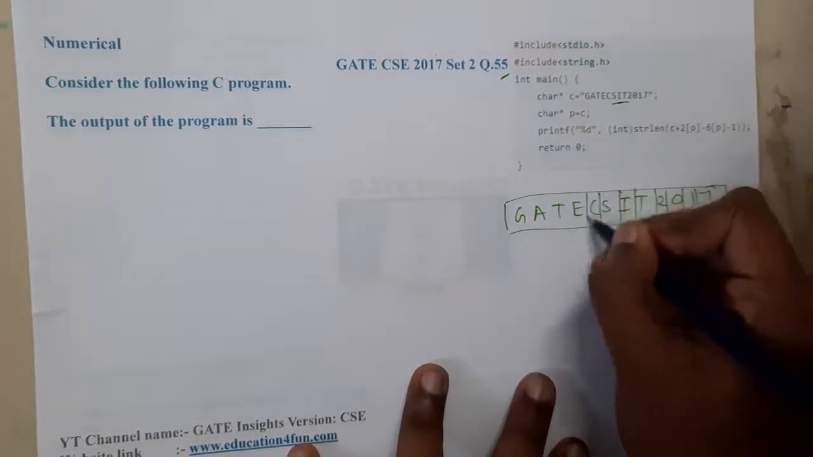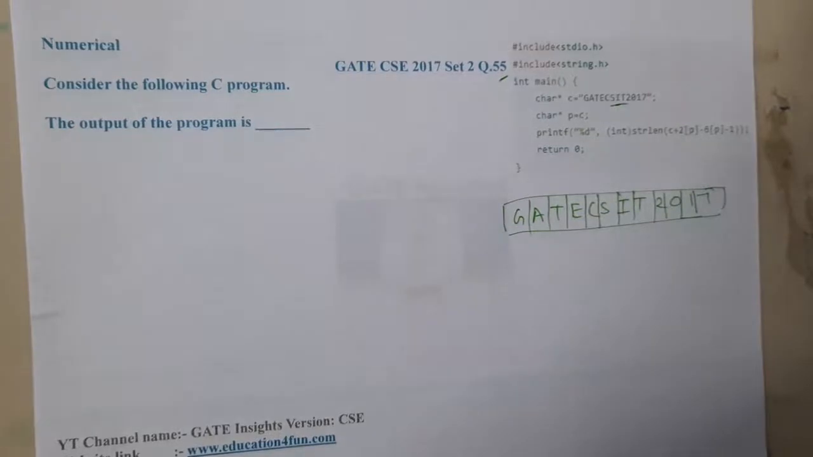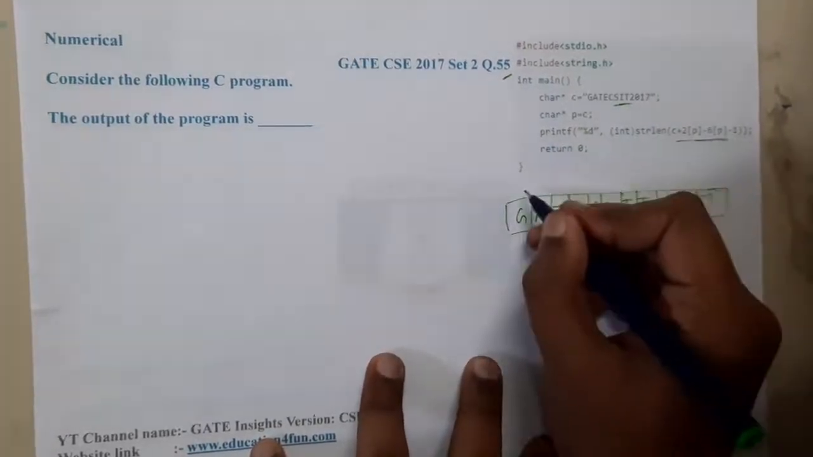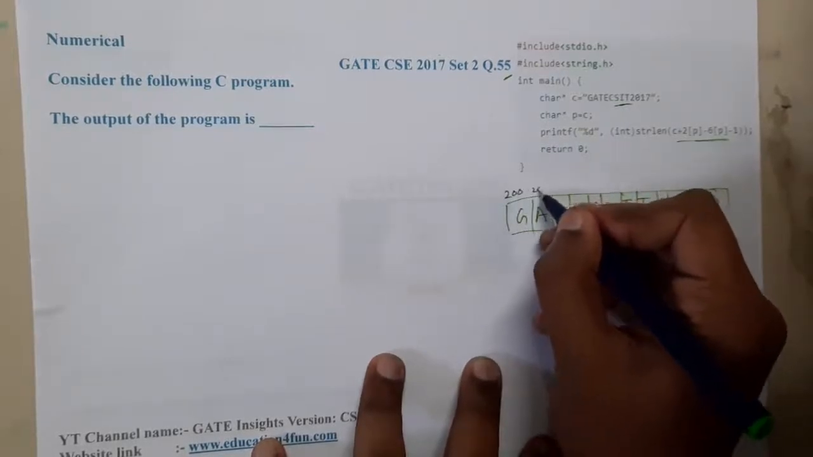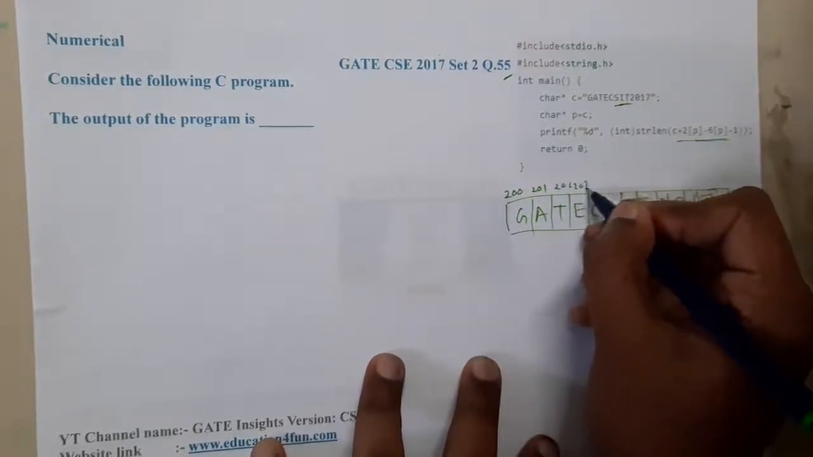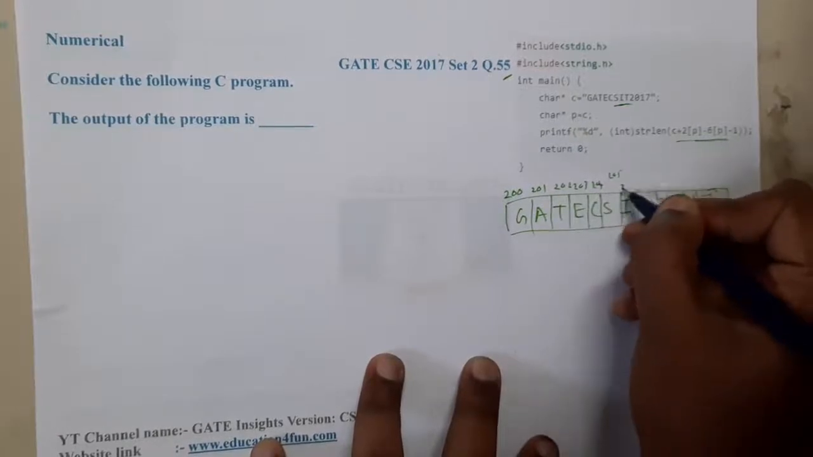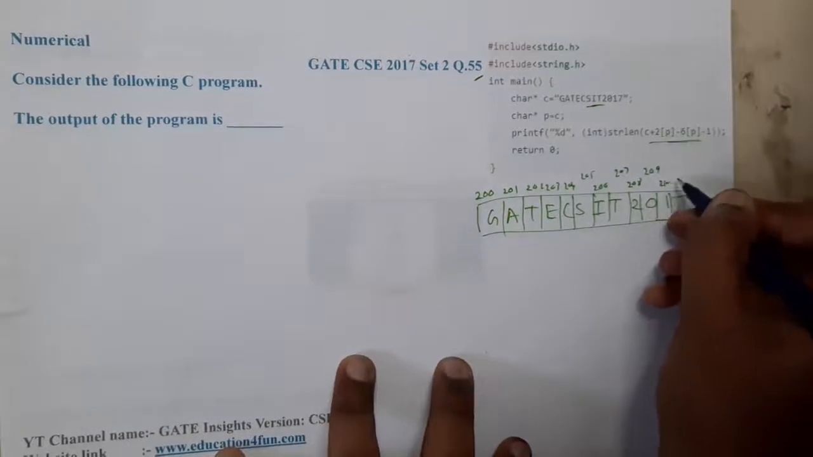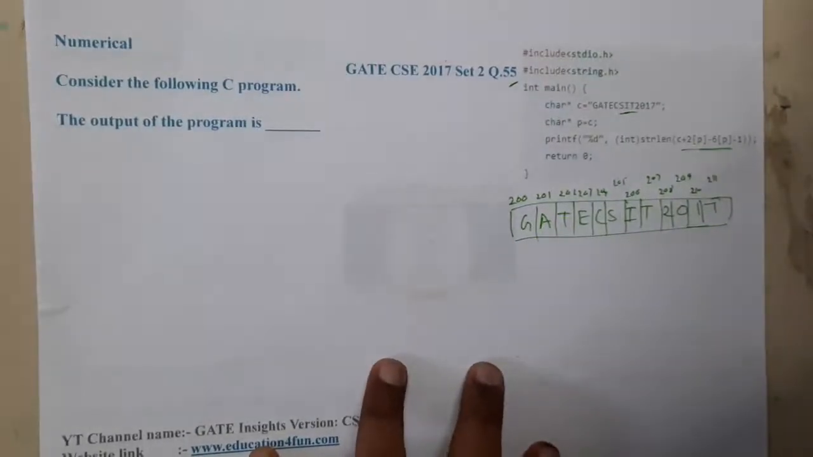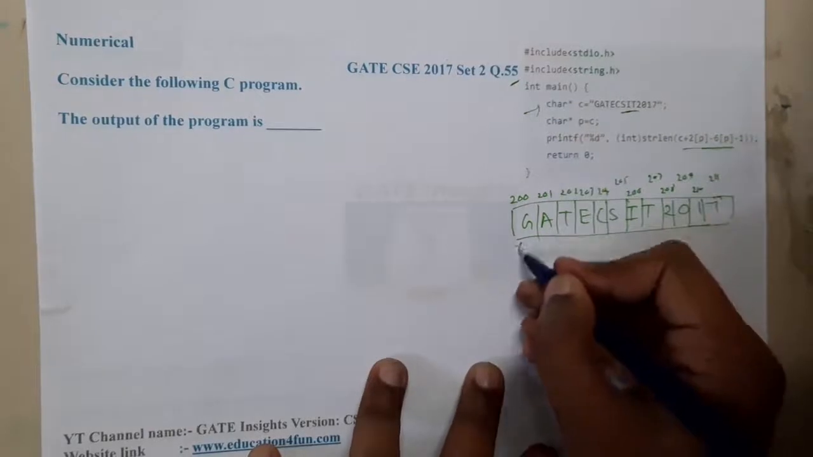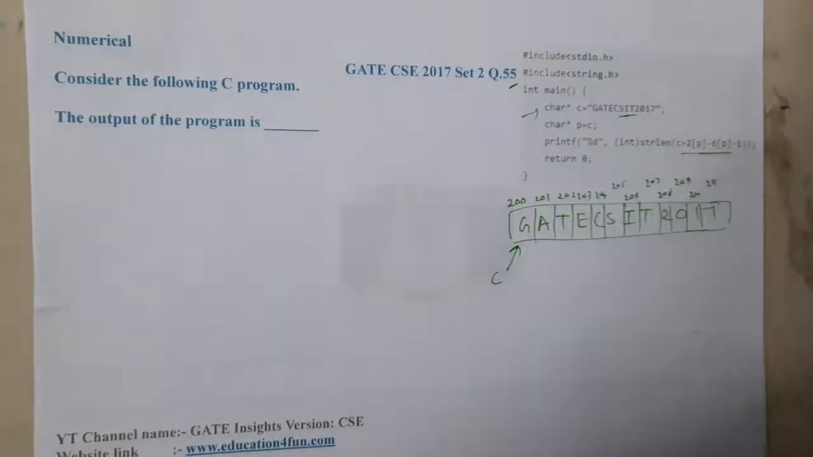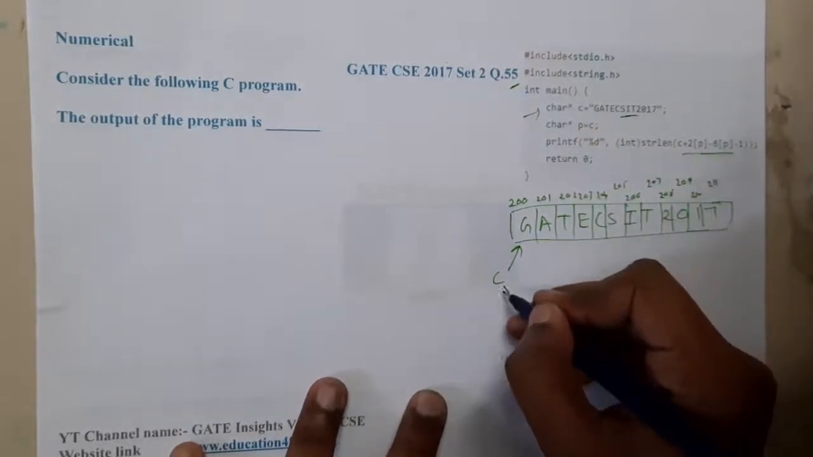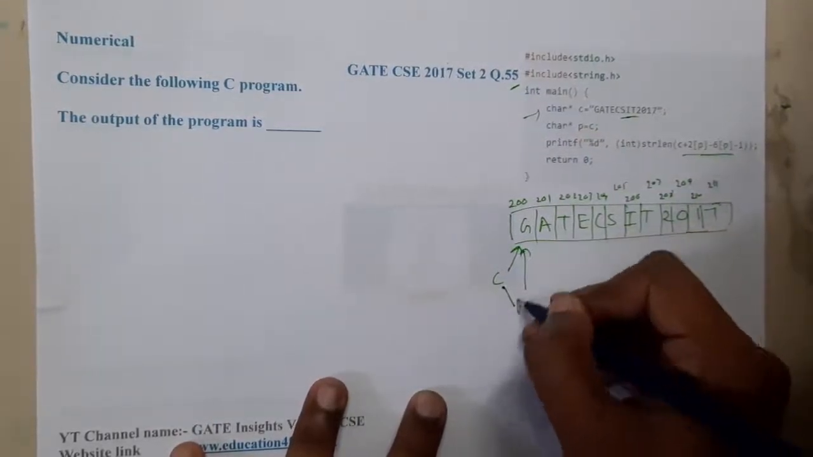Let me write it down clearly. Let us write the addresses also, because they might help us, since we are calculating with respect to addresses: 200, 201, 202, 203, 204, 205, 206, 207, 208, 209, 210, 211. Now we have assigned it, so C is pointing to the first location. The next statement is char star P equal to C, so P is also pointing to this location.